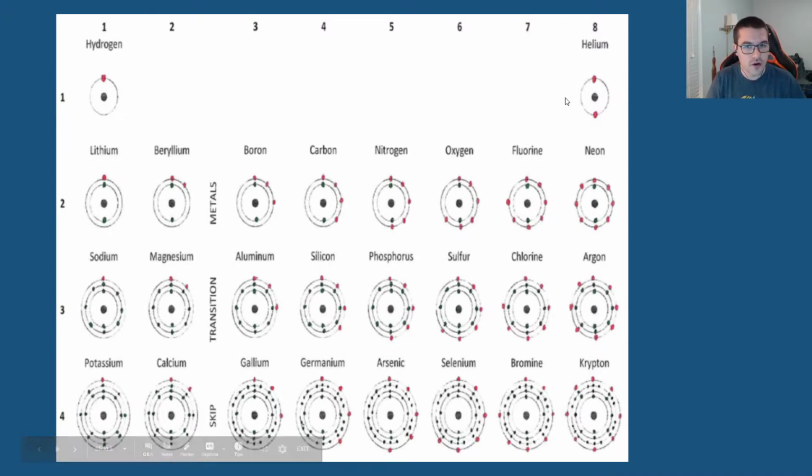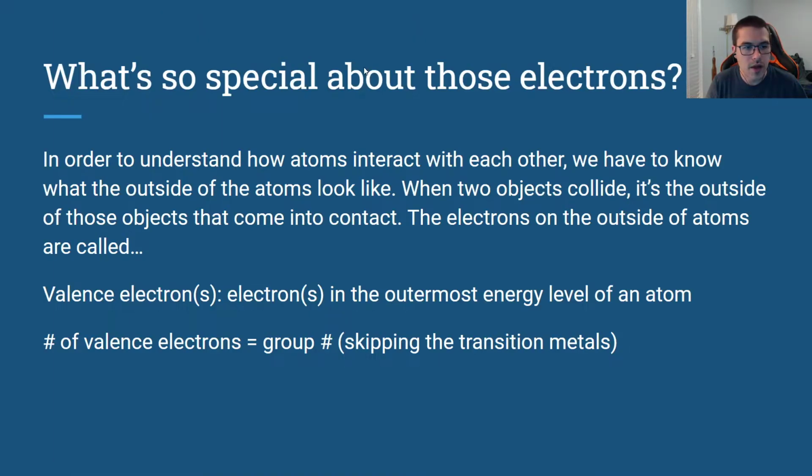Helium is placed over here because it is a noble gas and it behaves like these elements, even though it only has 2 valence electrons. Okay, and that's due to the 1s orbital only holding 2 electrons, right? So, yes, so what is so special about those electrons? Well, let me put it this way, okay? In order to understand how atoms interact with each other, we have to know what the outside of the atoms look like, okay?